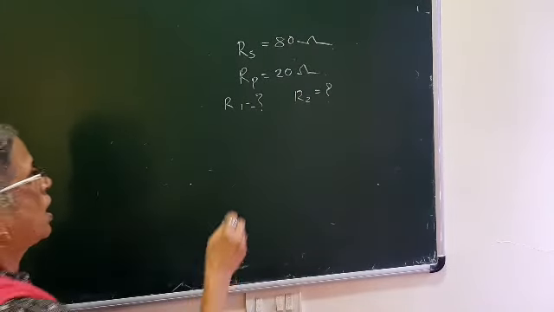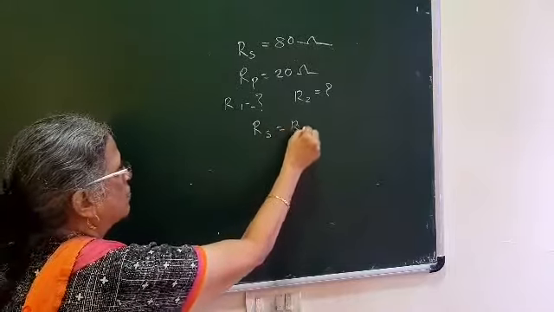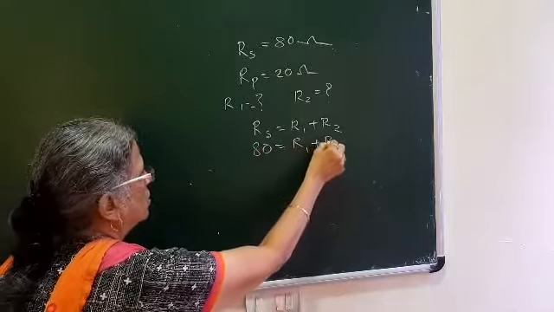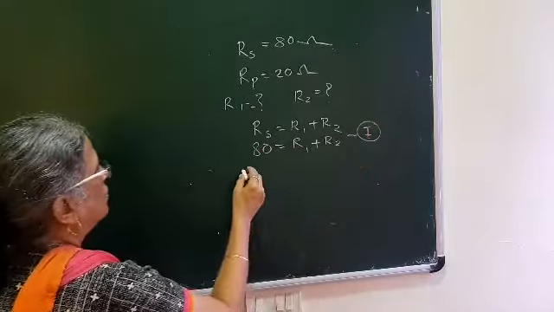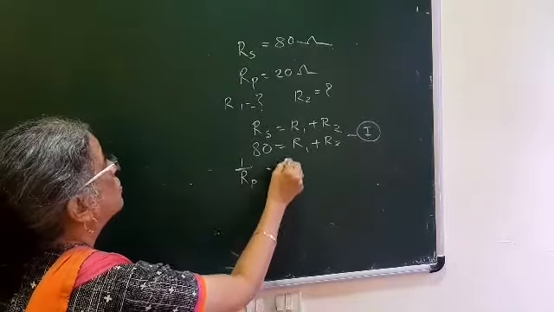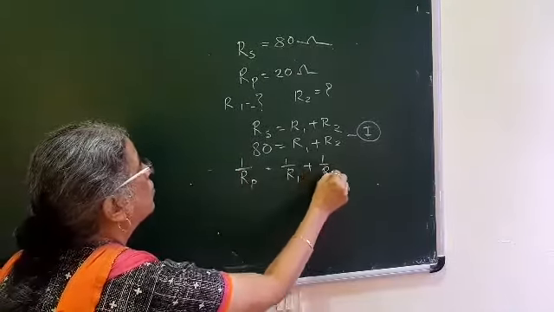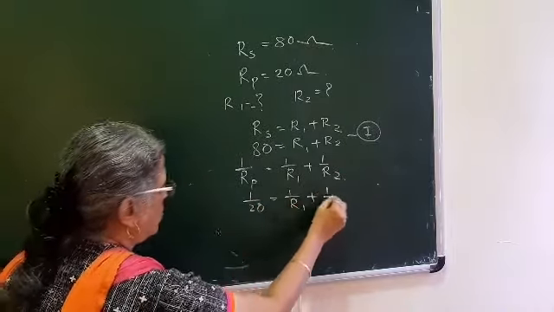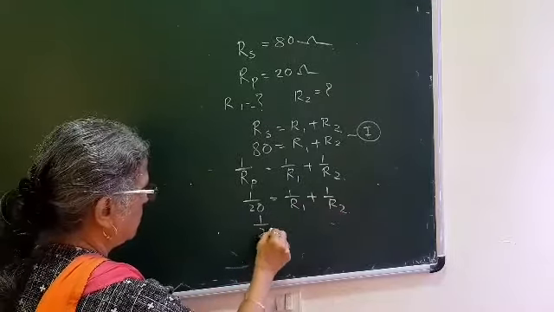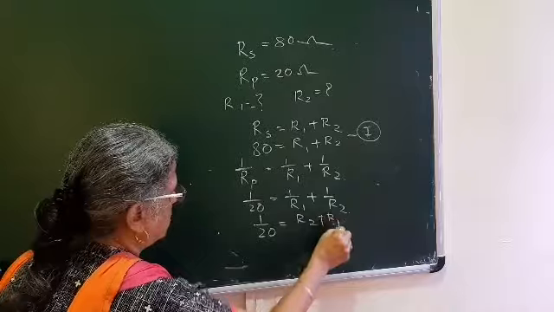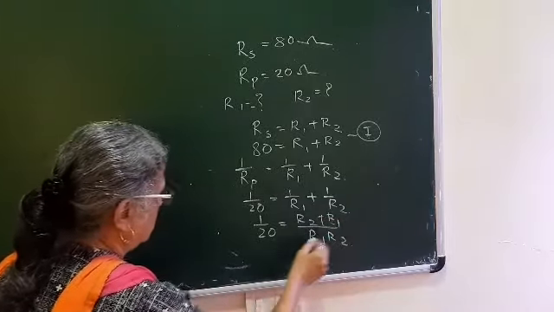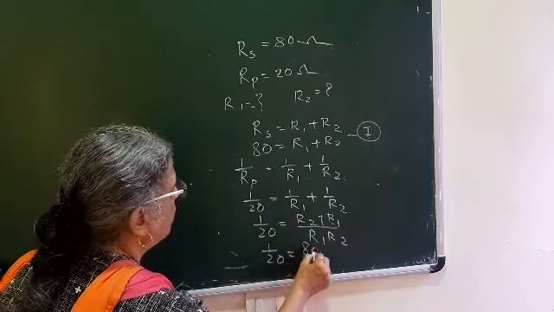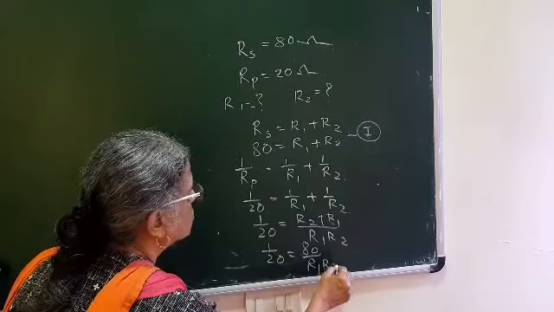So here we have Rs is equal to R1 plus R2. So we have 80 is equal to R1 plus R2, that is equation 1. Then we have 1 upon Rp is equal to 1 upon R1 plus 1 upon R2. So 1 upon 20 is equal to 1 upon R1 plus 1 upon R2. If we do cross multiplication, we get R2 plus R1 upon R1 R2, so 1 upon 20 is equal to R1 plus R2, we will put the value 80 upon R1 R2. So here from 1.